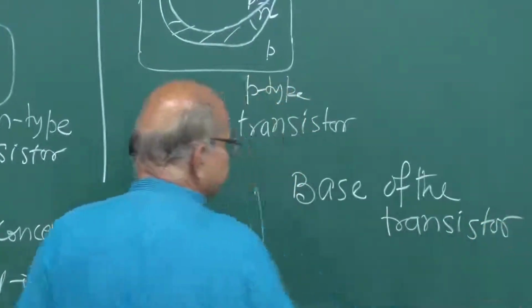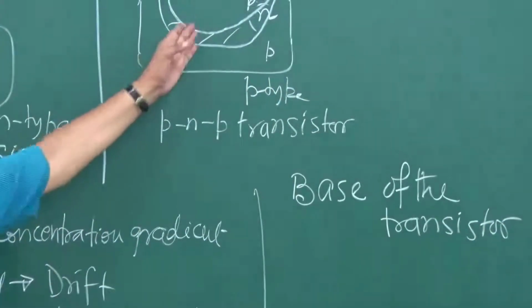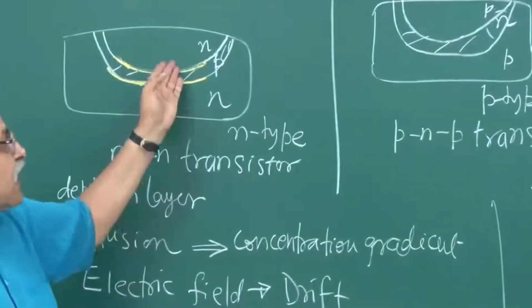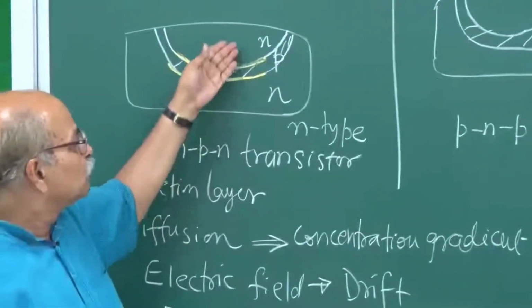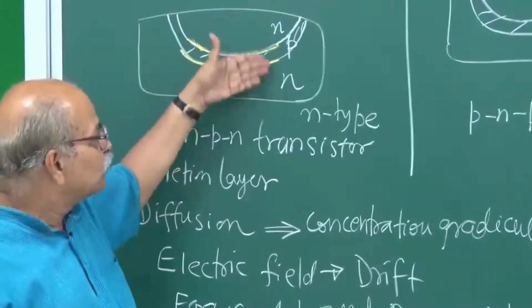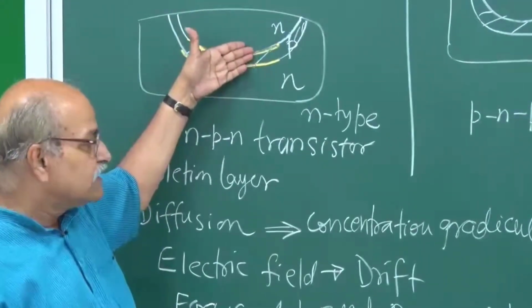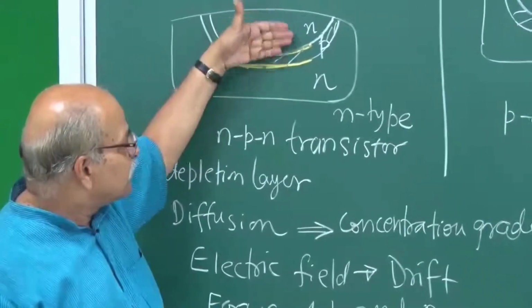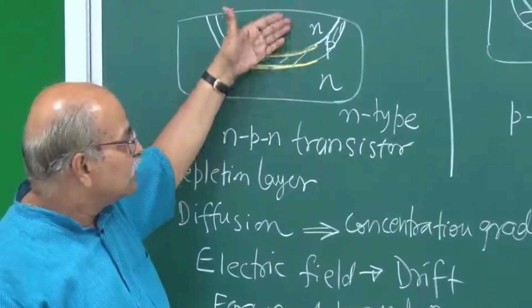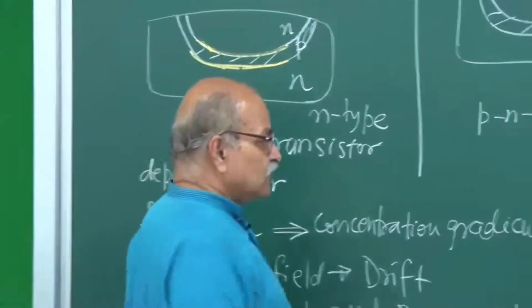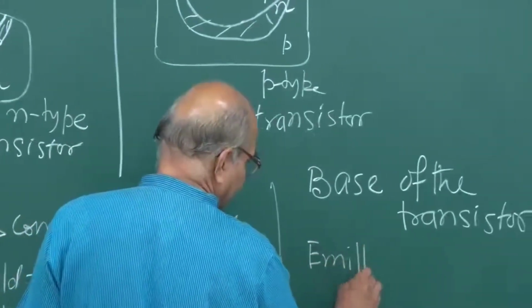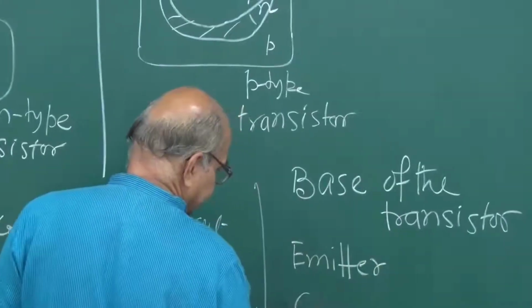So you have three regions, 1, 2, 3. This middle one, the one which is sandwiched between two semiconductors with the same kind of doping, that sandwich region is called the base. Then one of these two is called the emitter, and the other is called the collector.